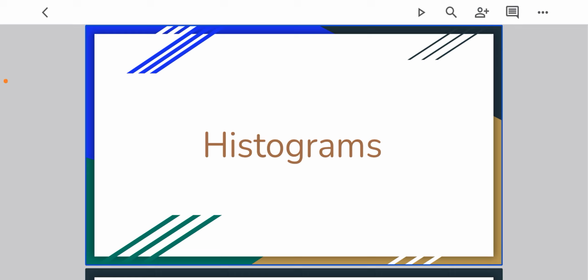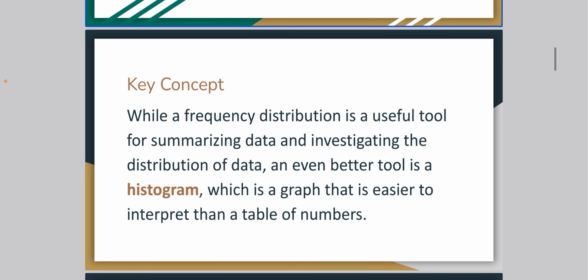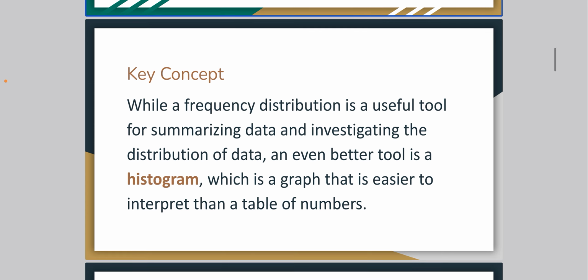So today we're going to talk about histograms, and if you remember from last class, we were talking about frequency distributions. The key concept: a frequency distribution is a useful tool for summarizing data and investigating the distribution of data. An even better tool is a histogram, which is a graph that is easier to interpret than a table of numbers. A histogram is very good for people who like visual representations.